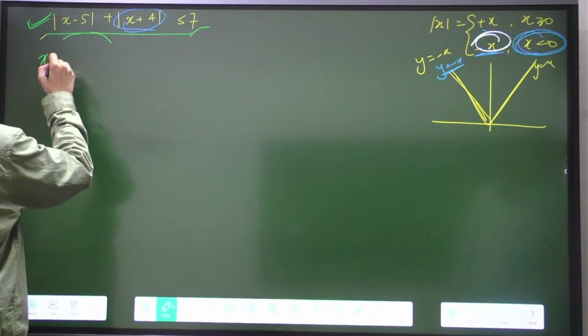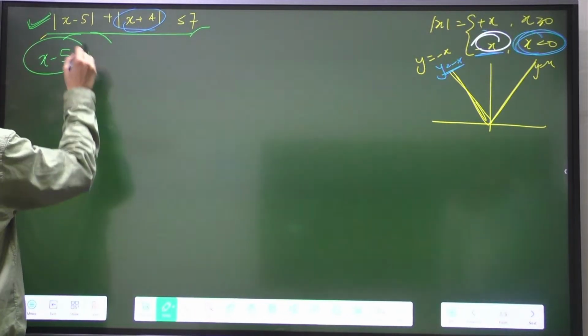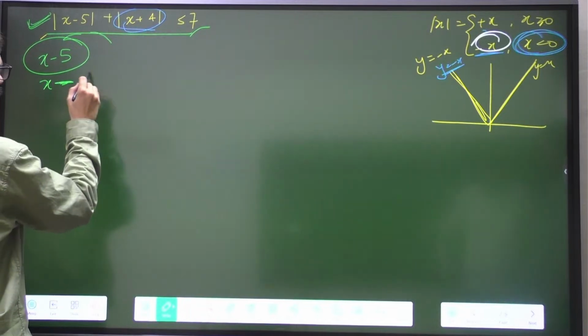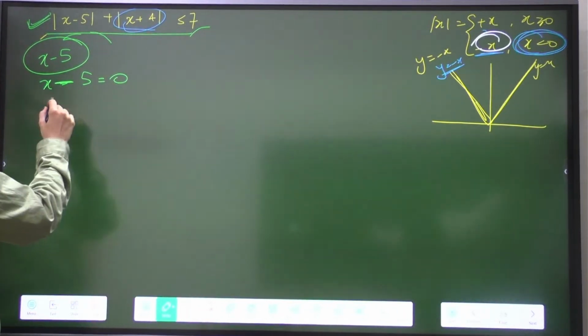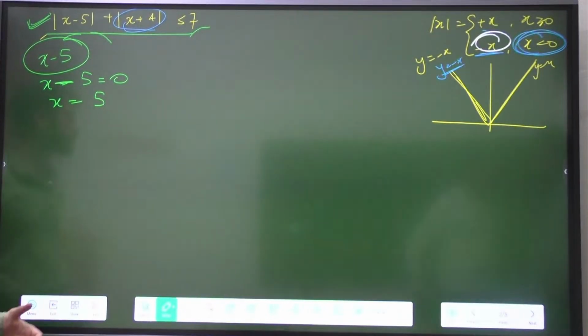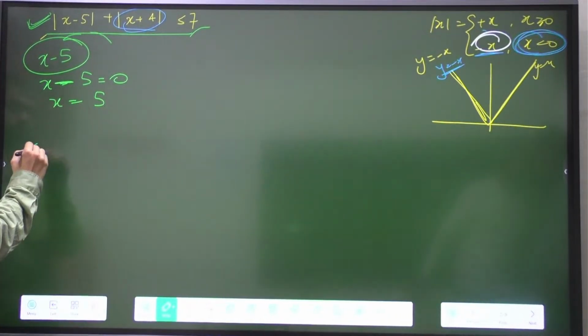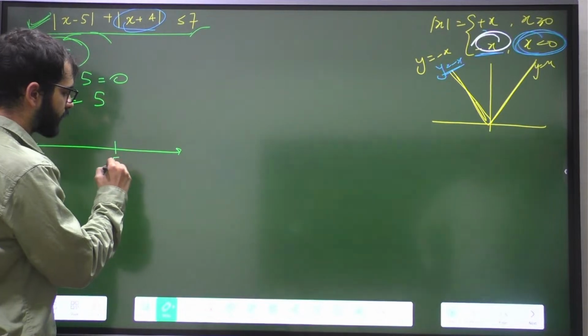So the first expression is x minus 5. I am going to calculate the root. So x minus 5 equals 0. The first root is going to be x equals 5. If I have a root at x equals 5, I will plot it on the number line, that is 5.